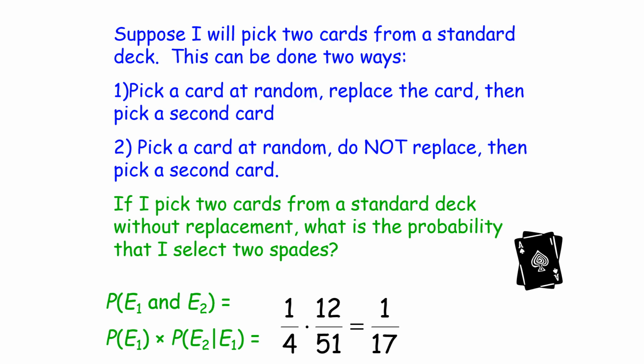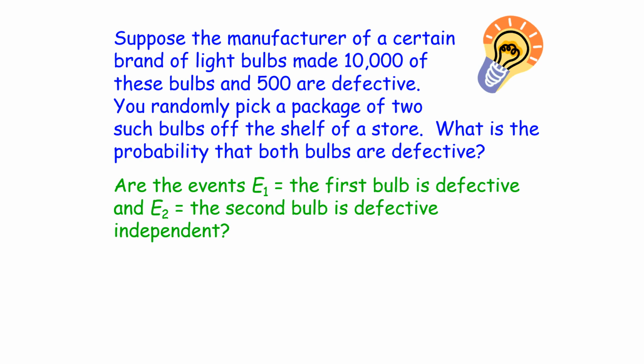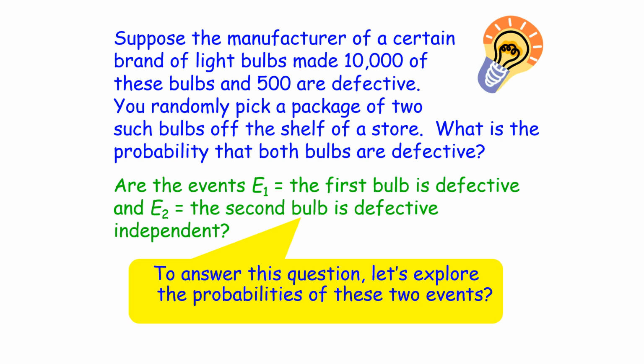Let's go ahead and do another example. Suppose the manufacturer of a certain brand of light bulbs made 10,000 of these bulbs and 500 are defective. You randomly pick a package of 2 such bulbs off the shelf at a store. What is the probability that both of your bulbs are defective? So we want to know, are the events E1 and E2 independent, where E1 is the first bulb is defective and E2 that the second bulb is defective? Are they independent? Well, to answer this question, let's explore the probabilities of these two events.